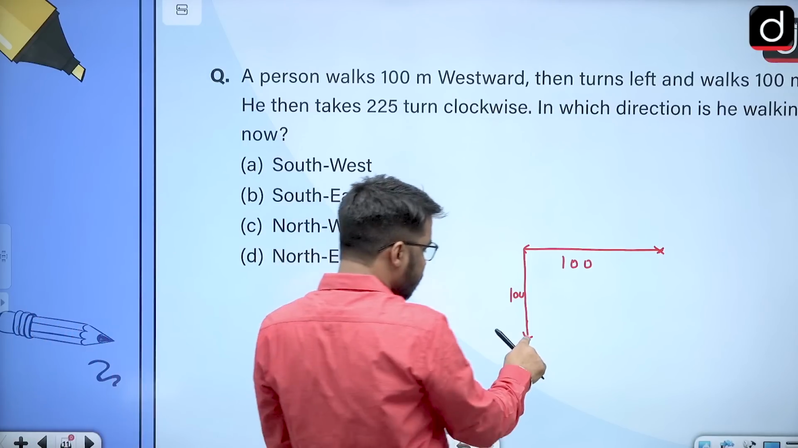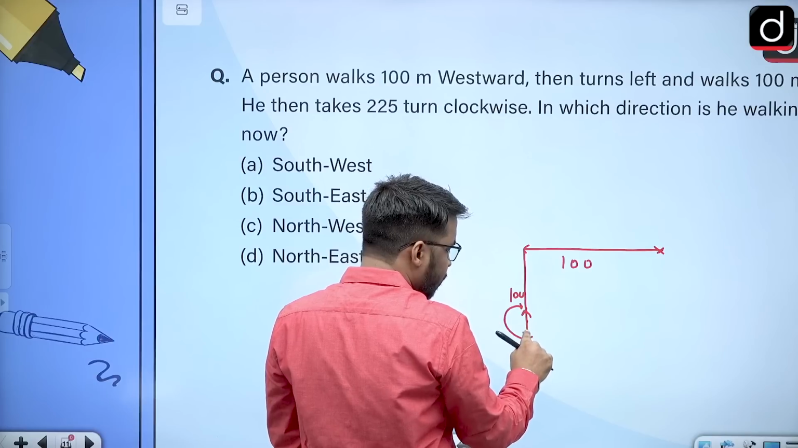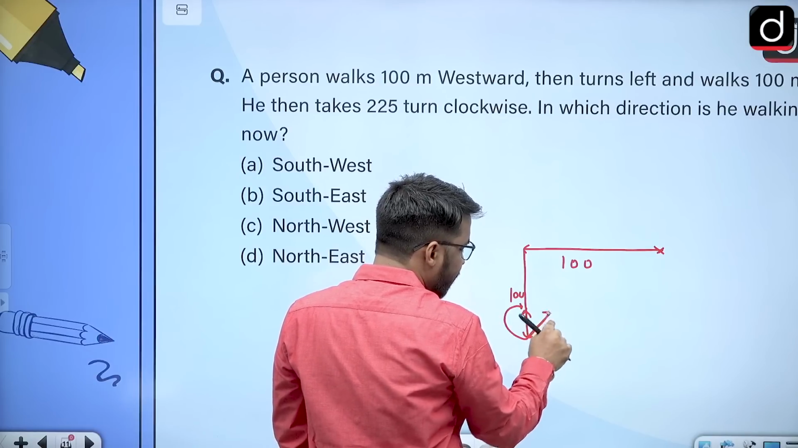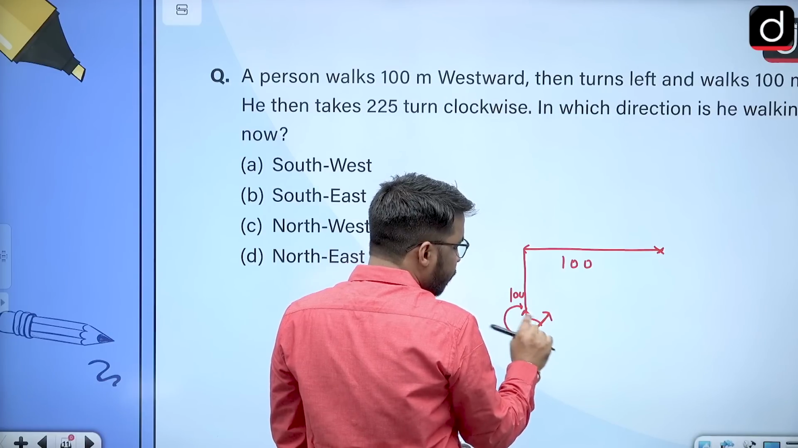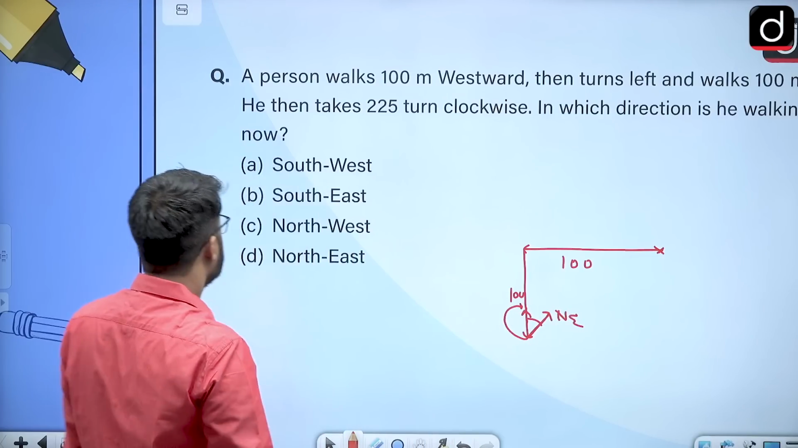So right now he is looking south. From south, when he took a 180 degree turn, he will look north. And now when he takes 45 more degrees of turn, the total angle would become 225. That means he will be looking in the northeast direction. In which direction is he walking now?